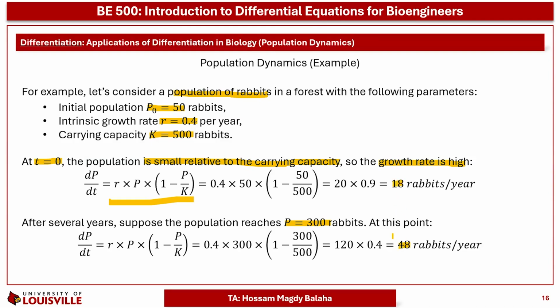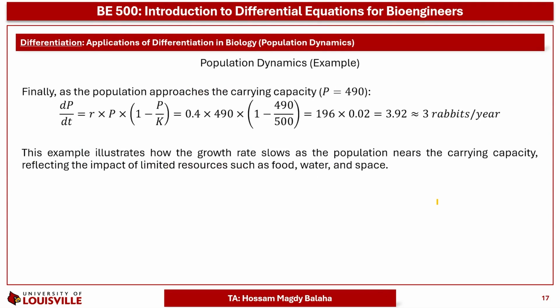So from this number to this number, in around 20 or 25 years, the growth rate is increasing. It will increase until a certain point and then will decrease again because you have a maximum carrying capacity. So when you approach the carrying capacity, which is 500, you will find that the growth rate will decrease. So this equation lets you understand that the growth rate increases at the beginning of the experiment and then decreases again when you reach the carrying capacity. And this reflects the impact of limited resources such as food, water, and space.